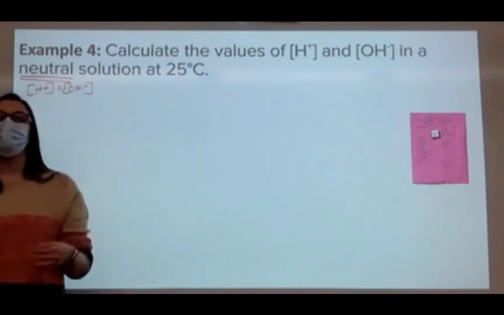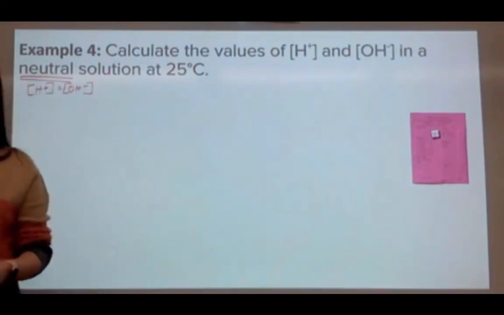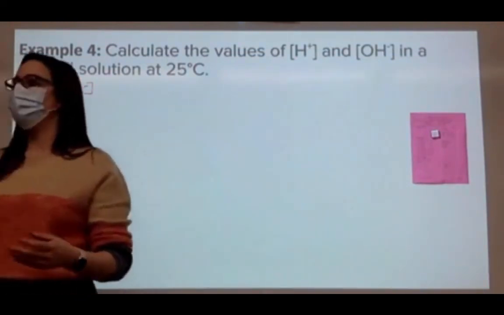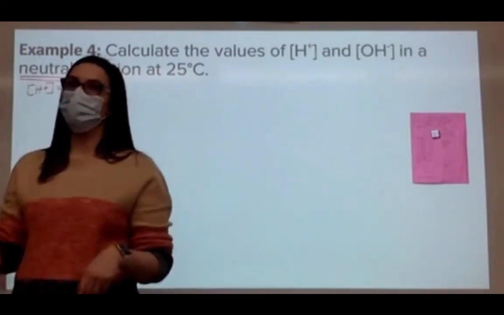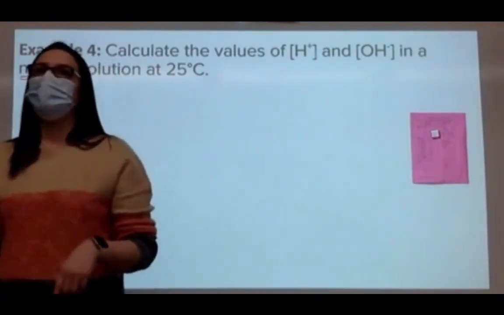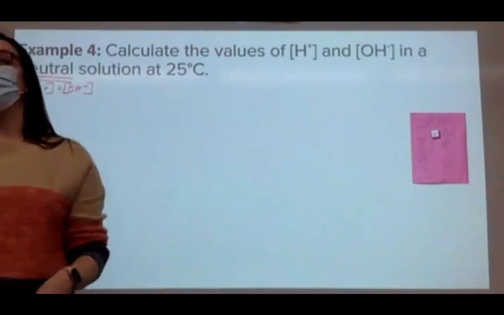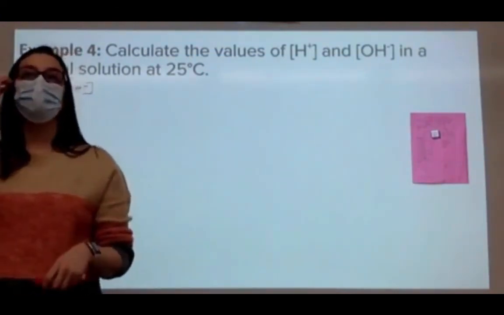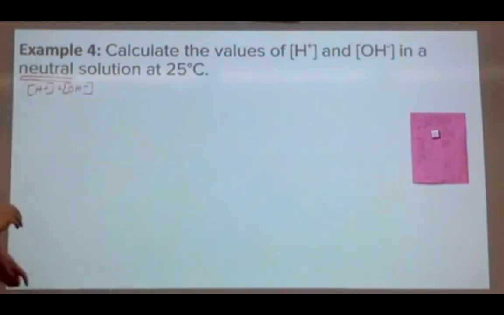But that is assuming that we're at 25 degrees Celsius. We're not even at 25 degrees Celsius in this room, usually. So our neutral pH is not actually 7. So it's important to remember that a neutral solution has the H plus and the OH minus concentration equaling. That's the definition of a neutral solution.